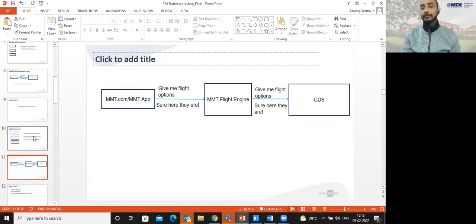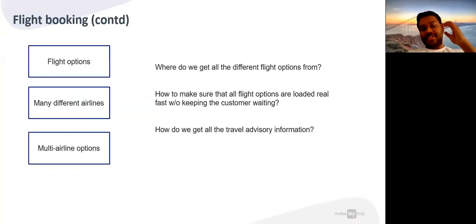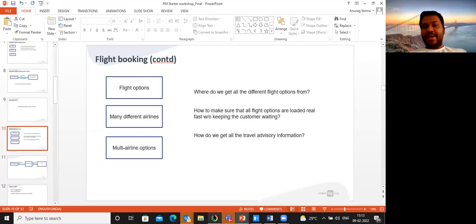So let's talk about the second slide. Once you put the information in the search widget, we call it the search widget, you're putting in all the different information and now you're getting all the different flight options. You put in your origin, your destination, your dates, your fare classes, and after that, what you see is what we call the search results page, or the listing page.